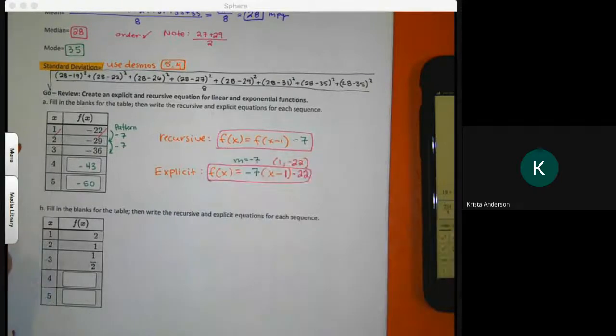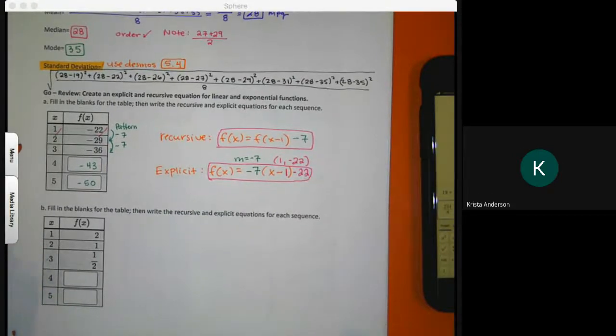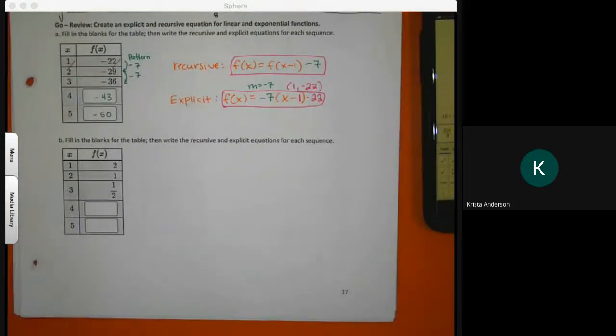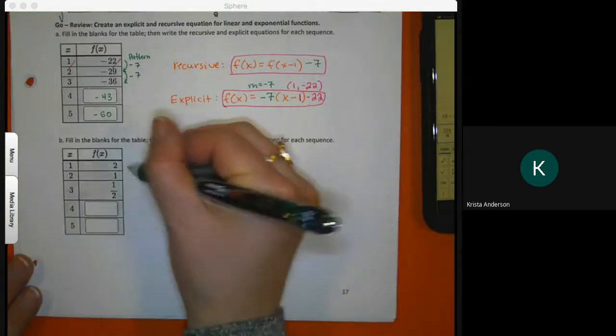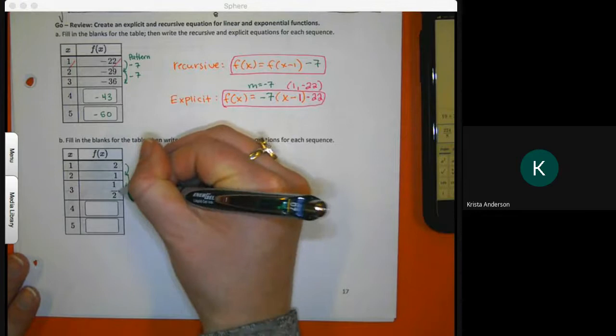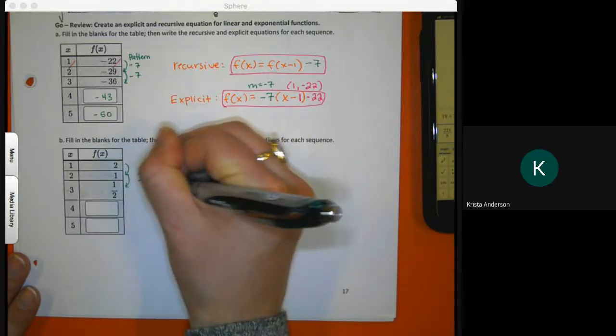I don't know if the colors help or make the colors a little more confusing. Any questions on the linear, explicit, or recursive? Then we have the exponential. I look for the pattern. It went from 2 to 1 to 1/2. It's dividing it by 2 every time.